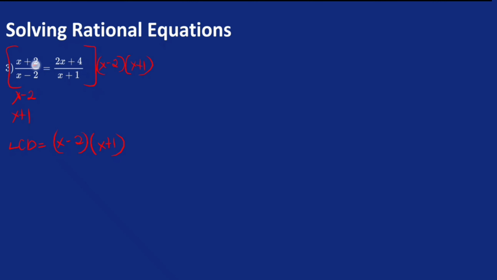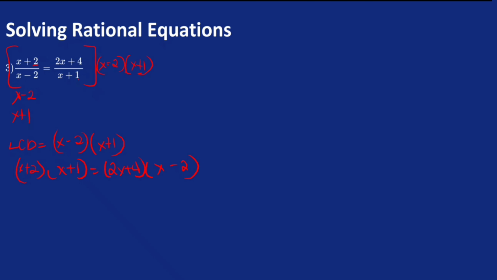Multiply x plus 2 over x minus 2 to the LCD. So cancel the common denominators, x minus 2 and x minus 2. And you'll just have the original numerator, x plus 2, times the factor that was not cancelled, x plus 1, equal to 2x plus 4 over x plus 1 divided by the LCD. So x plus 1 will be cancelled, and you'll be left with the original numerator 2x plus 4 times the factor that was not cancelled from your LCD, x minus 2.